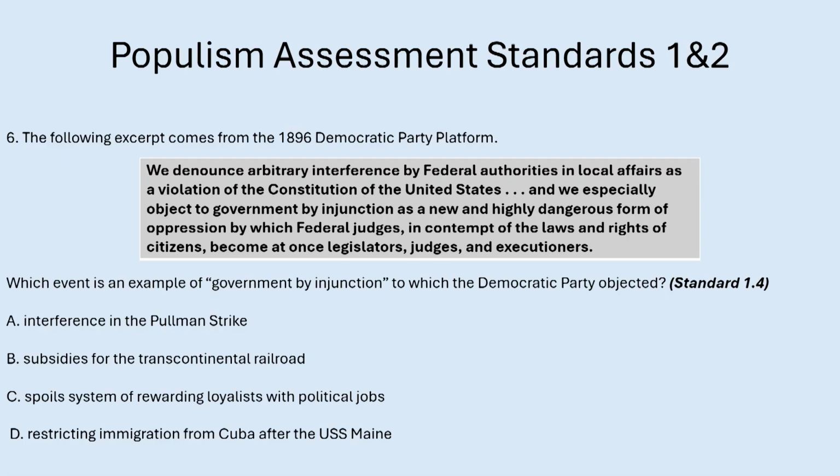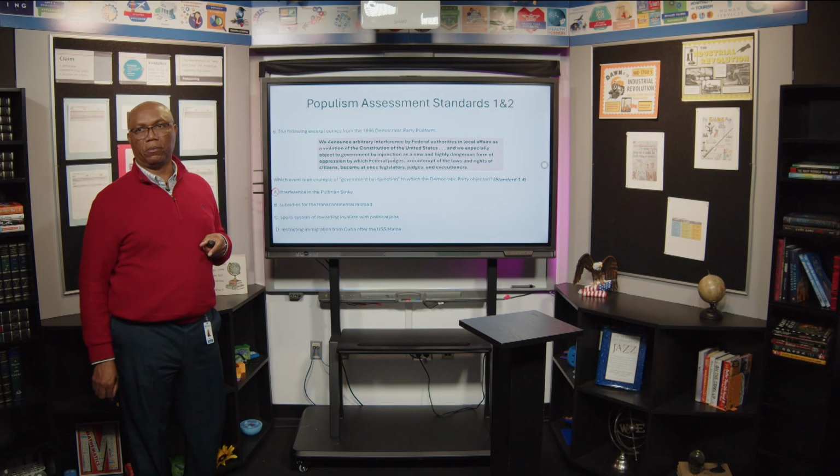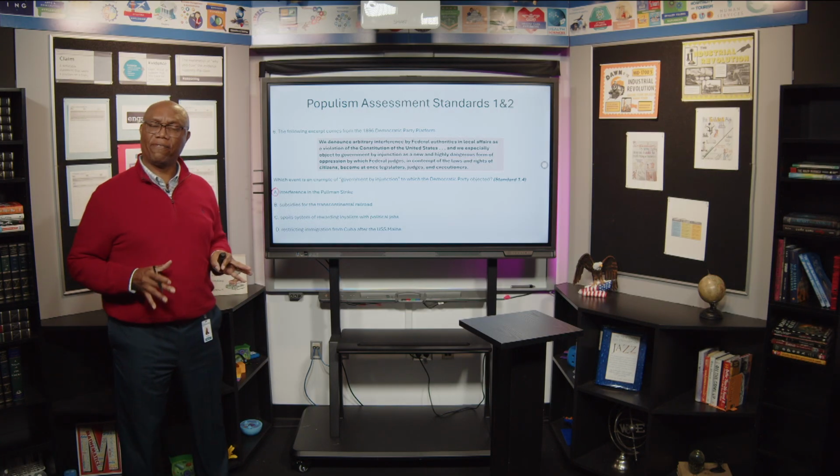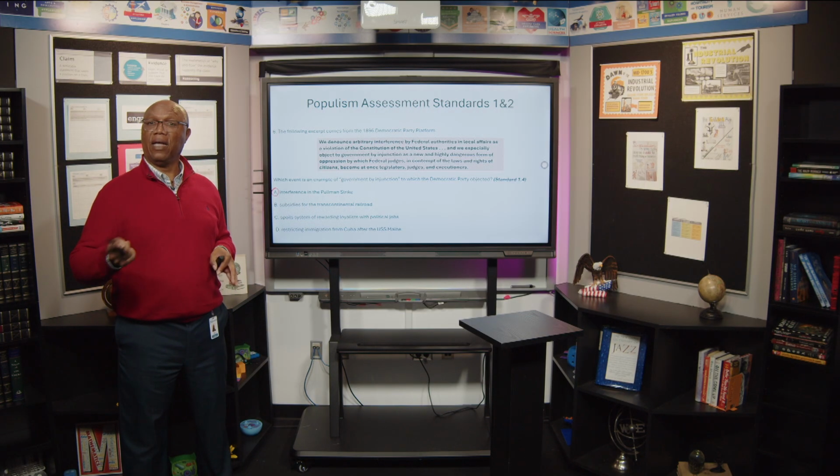We denounce the arbitrary interference by federal authorities in the local affairs as a violation of the Constitution of the United States. Subsidy for the Transcontinental Railroad, interference in the Pullman strike. Got to understand. Now, what does that have to do with farming? Nothing. It has nothing to do with farming.